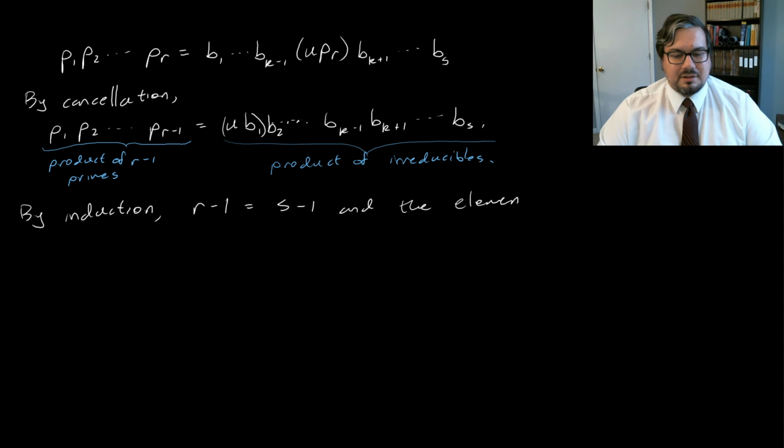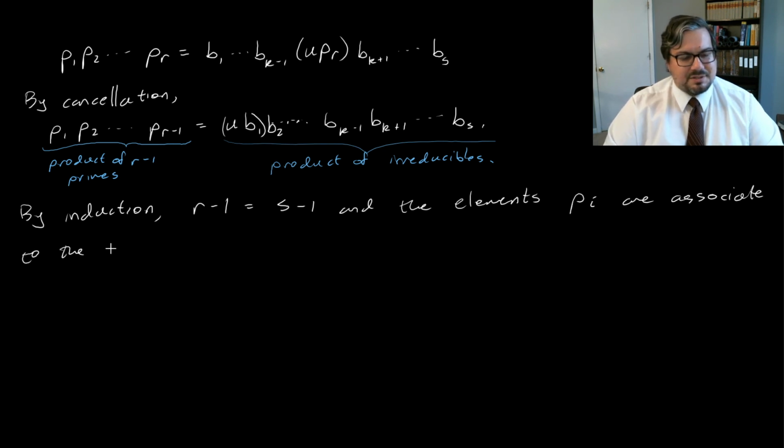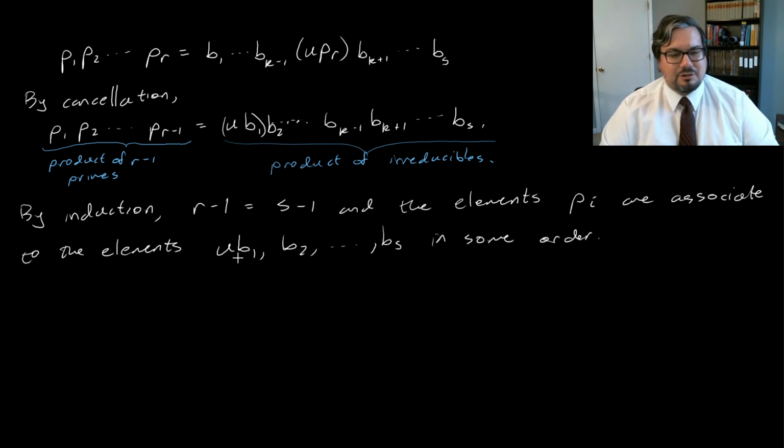By induction, r minus 1 equals s minus 1, and the elements Pi are associate to the elements UB1, B2, up through Bs in some order. The extra factor of U right here doesn't really change anything, because if you're associate to a unit times something, then you're associate to that thing.